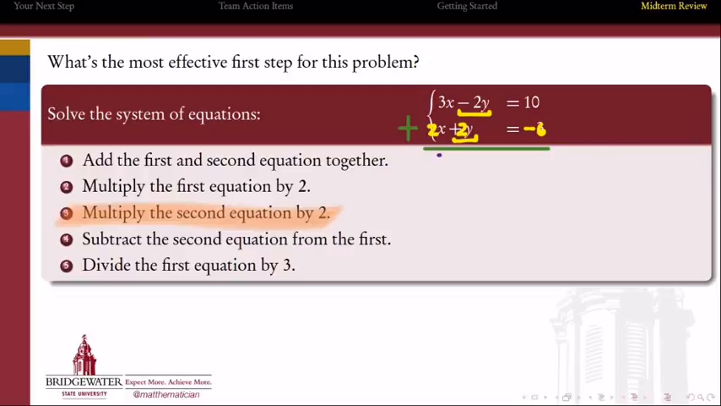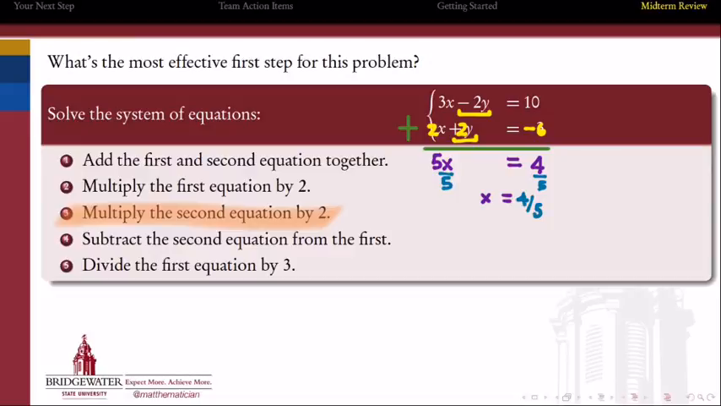So 3x plus 2x is going to give me 5x. Negative 2y plus 2y is 0y, which means no y's at all. And then 10 minus 6 will give me 4. And now I actually have succeeded in eliminating a variable, which means I can solve this equation for x. What do I do to solve this equation for x? Just divide by 5, on the left and on the right. So I'll find out that x is equal to 4/5.